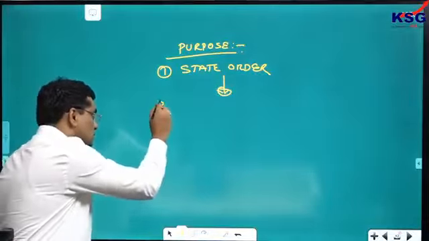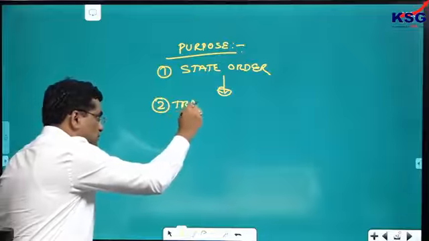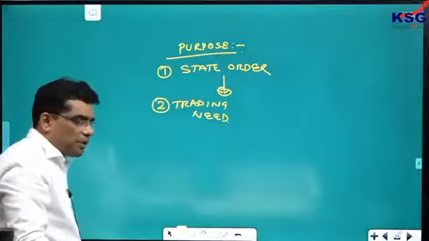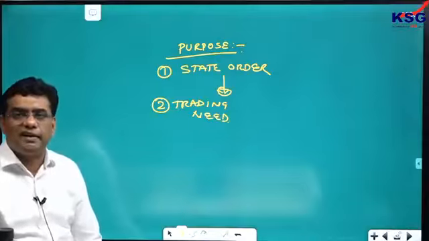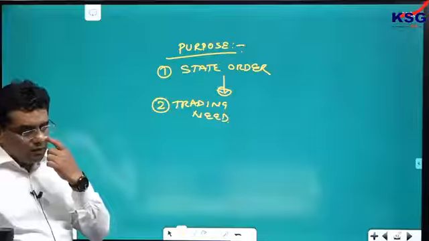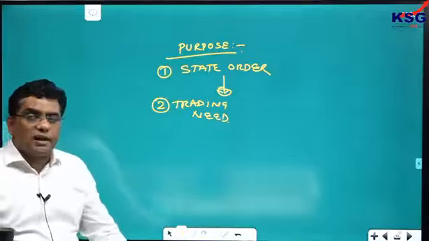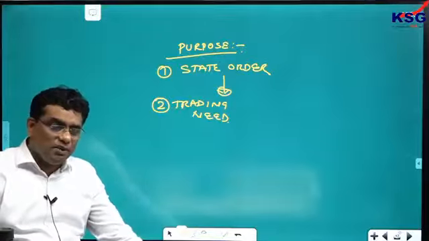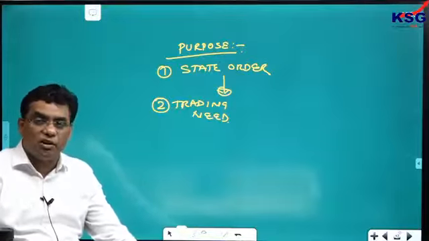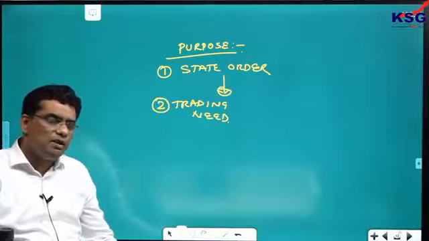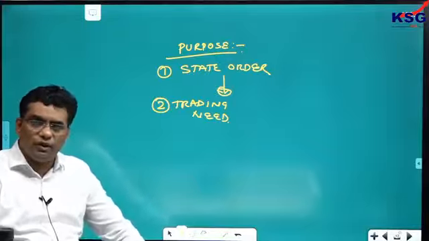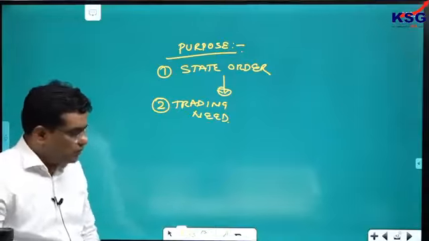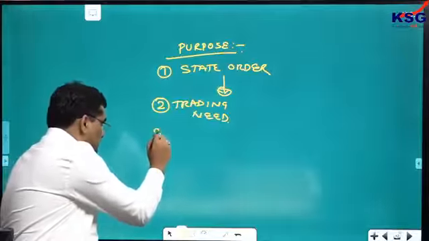Second was for trading purpose, trading need. For the purpose of trade, this is called trading need. So what is trading need? Suppose you send something to Mesopotamia, there will be some symbolic gesturing to communicate that I am sending you wheat, you please send the gold. Symbols and expression always create the rise of a script system. So trading need.